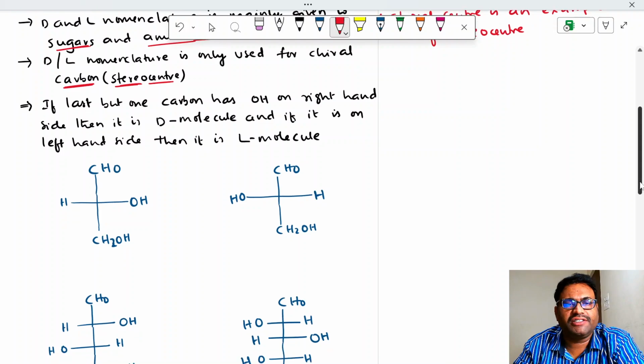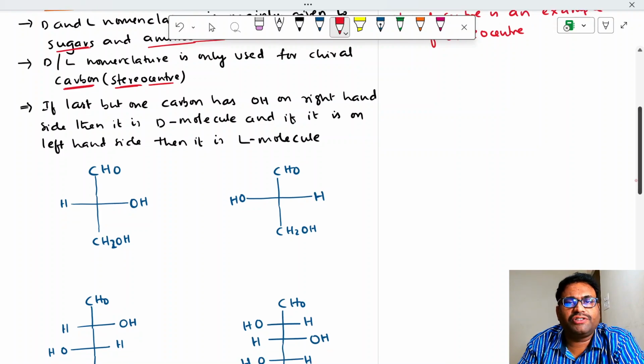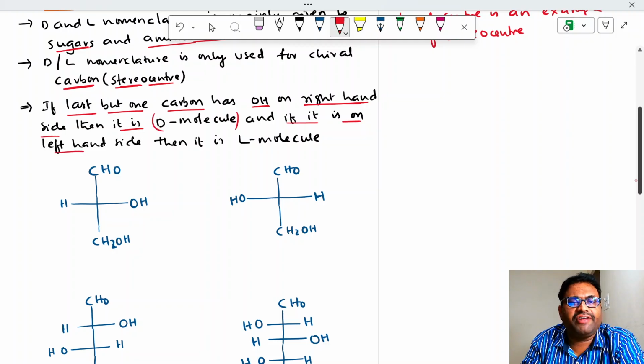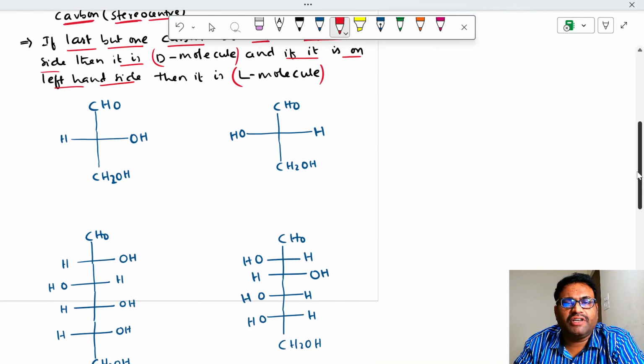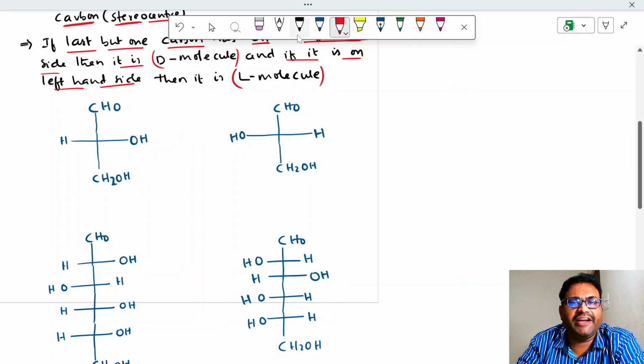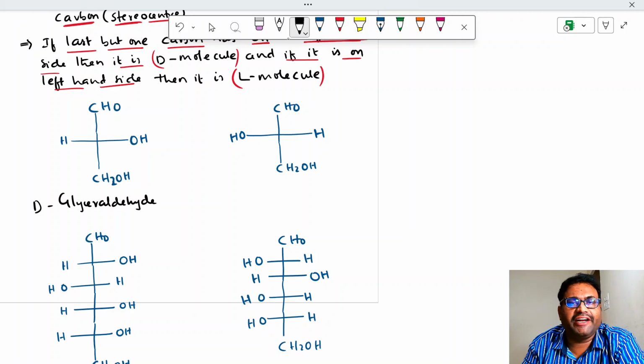Next, let us see this. Where do we use D and L? If the last but one carbon has OH on the right hand side, then it is a D molecule, and if it is on the left hand side, then it is an L molecule. Last but one carbon atom. Let us see here, it is glyceraldehyde. What is the name of this? Glyceraldehyde. I am mentioning it as D-glyceraldehyde.